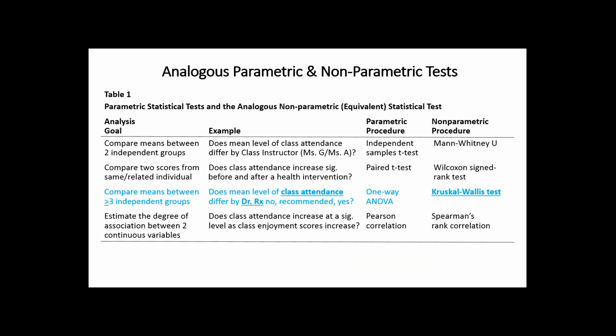Now next, what if we would like to apply a non-parametric test where we have a categorical variable with 3 or more categories and a continuous variable, right? So for example, right, if we wanted to look at mean levels of class attendance, right, by doctor prescription status, which is no, recommended, and yes, right? For the parametric test, it would be a one-way ANOVA. However, for the non-parametric test, we would use the Kruskal-Wallis test. Okay, so let's look at that in SPSS.